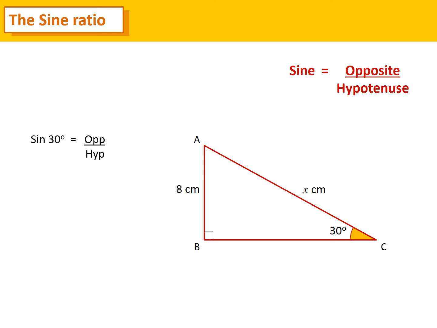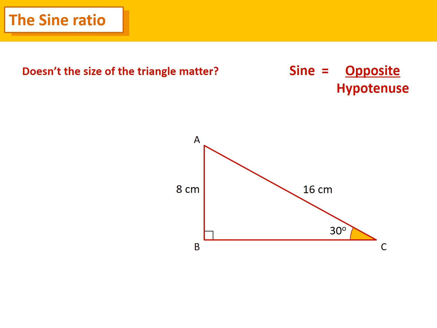In this example, we have our angle of 30 degrees. So sine 30 degrees equals opposite divided by hypotenuse, which would give us sine 30 degrees is 8 divided by x. If we press sine 30 degrees on our calculator, we end up with 0.5. So if 0.5 equals 8 divided by x, that must mean that x would have to be 16 centimeters.